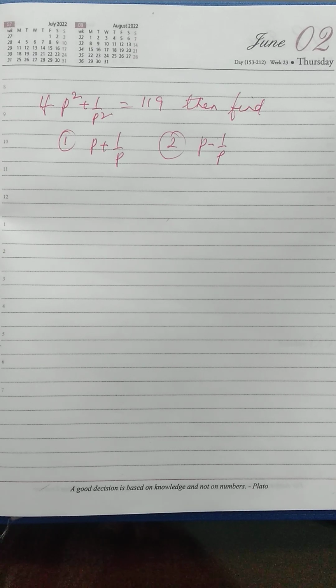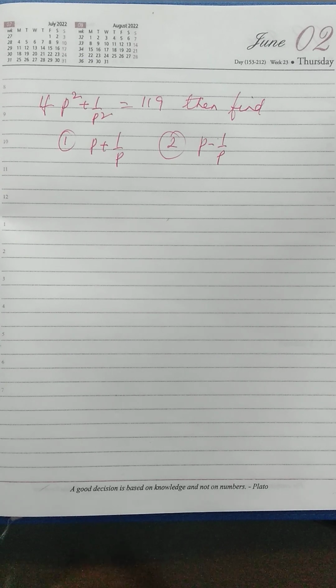Well, today there is another problem which is based on the identities, and this is: if p squared plus 1 upon p squared is equal to 119, then find the values of p plus 1 by p and p minus 1 by p. This sum is also to be treated in the same manner we did the earlier one. Therefore, we start with writing the identities one after another.